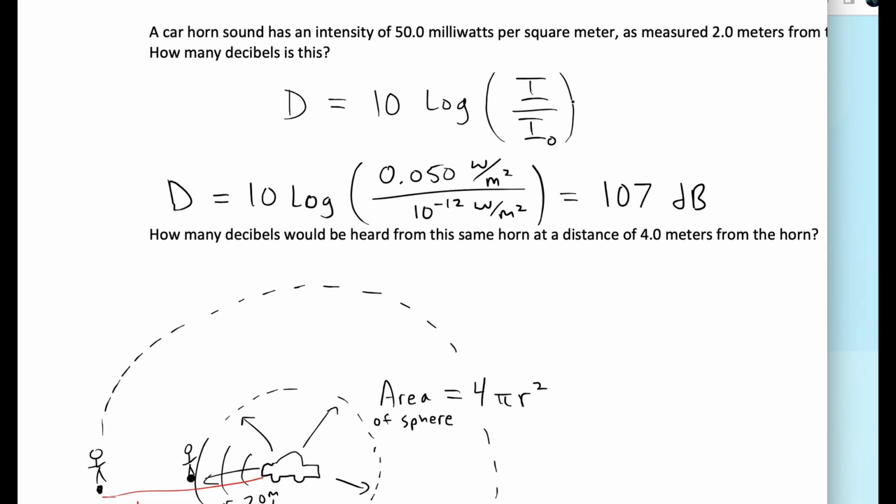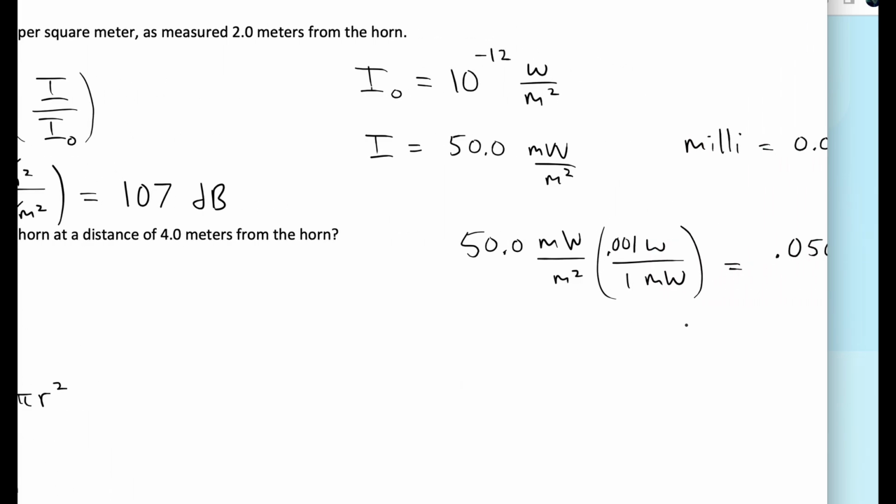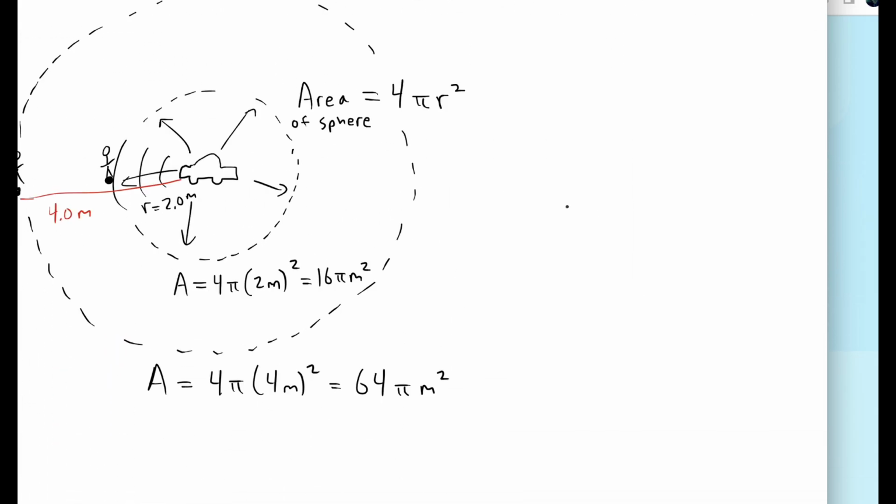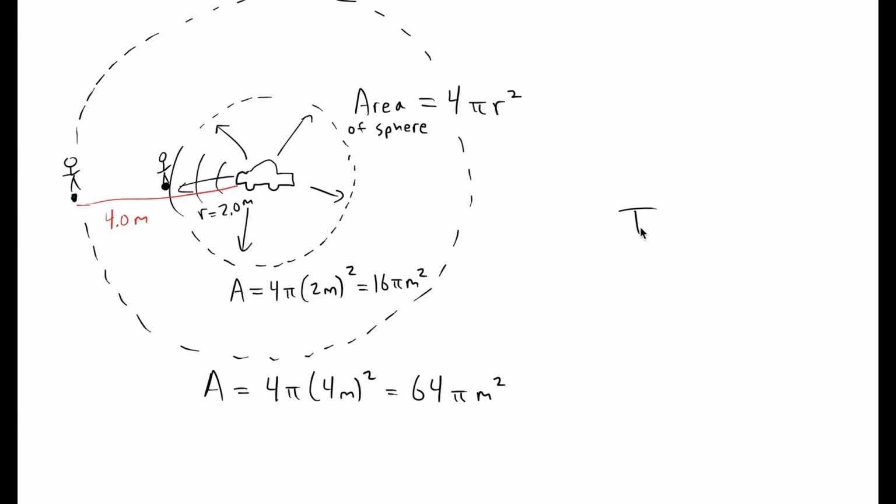So what we could do is take this 0.050 watts per meter squared and figure out how much energy the horn is giving off. So I'll use this formula. Intensity equals power divided by area. Now we already know the intensity for the small sphere. I'll make that the yellow sphere here.